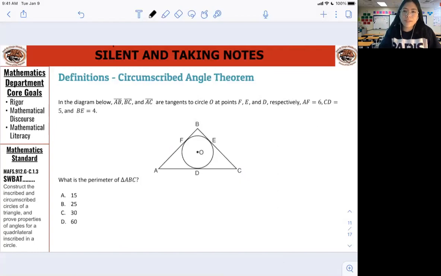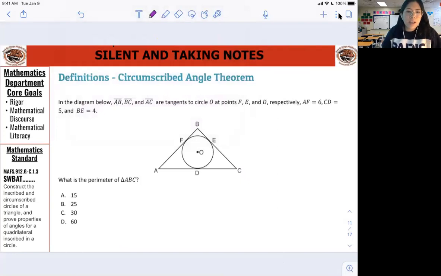In the diagram below, AB, BC, and AC are tangents to circle O at points F, E, and D, respectively. AF is equal to 6, CD is equal to 5, and BE is equal to 4. What is the perimeter of triangle ABC?